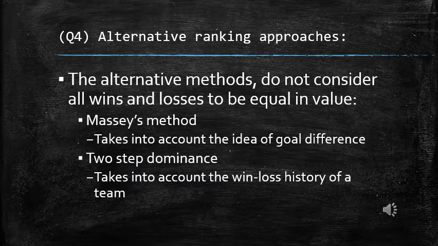For question 4, to determine who won the different prizes, we looked at 2 different methods that didn't see all wins and losses to be equal in value. These were Massey's method and the 2-step dominance method.